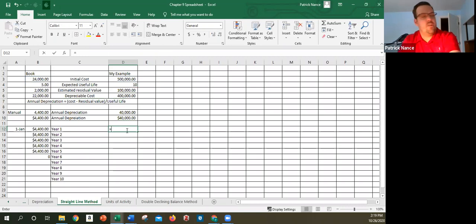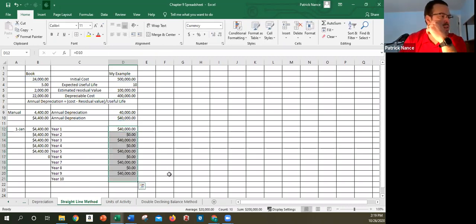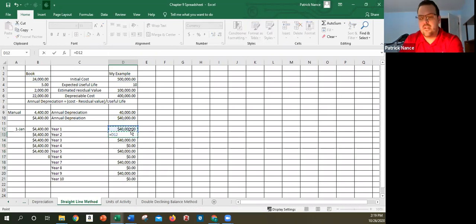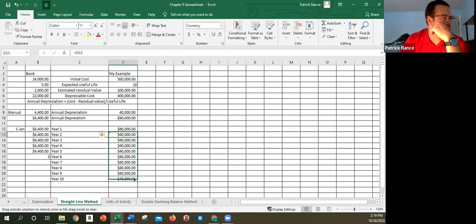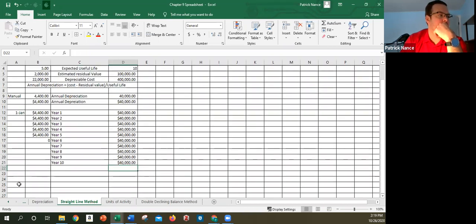So if I bought it on January 1st, this one would be $40,000 a year, every year for 10 years, for a total of 400,000, which would be the total depreciable cost. The same thing here. Year 11 for this one would be 0. And that works perfectly fine if I bought it on January 1st.